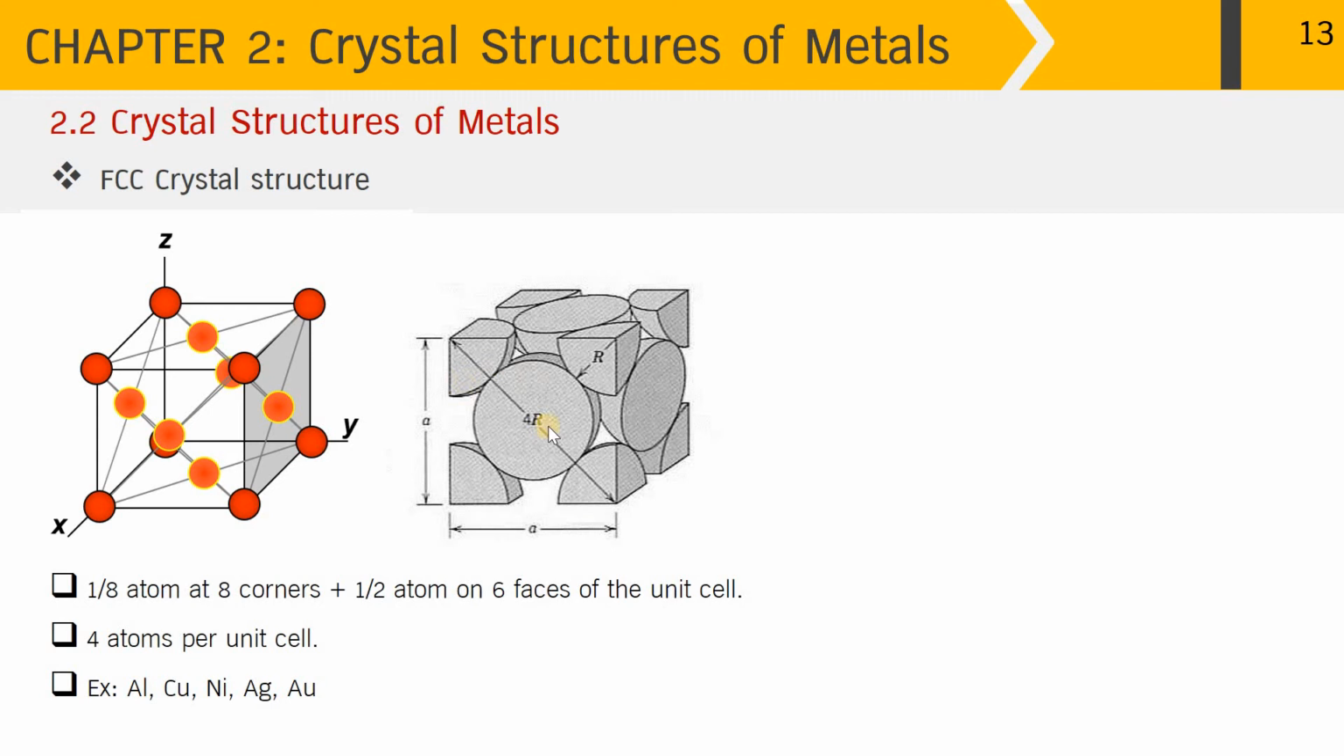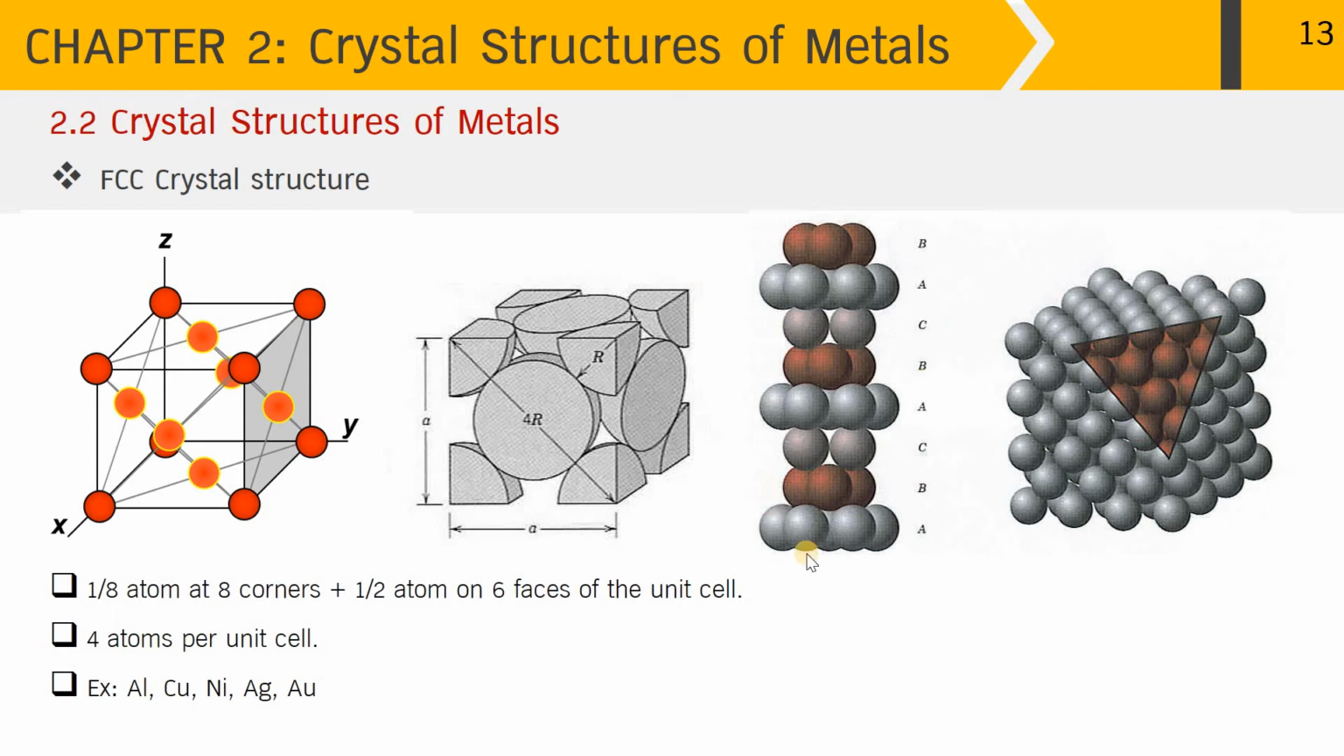And let's look more at the face. Just half of the atom lies on the face, and hence, just half an atom on 6 faces. Here come just 3 atoms on the faces. Now we have 1 atom on the corners and 3 atoms on the faces. We come up with the number 4 atoms per unit cell for the FCC crystal structure.